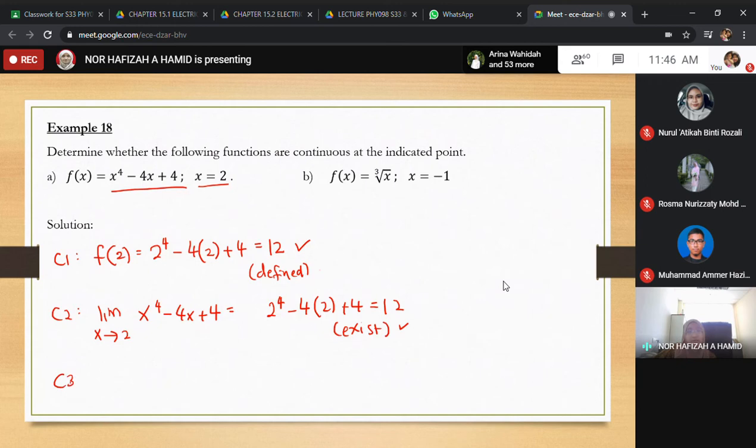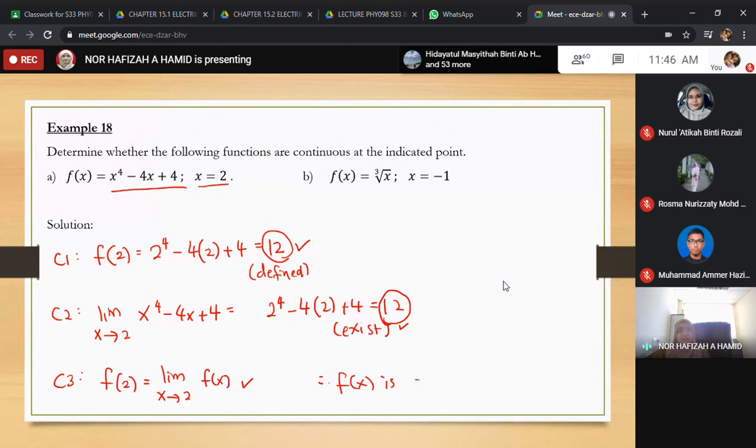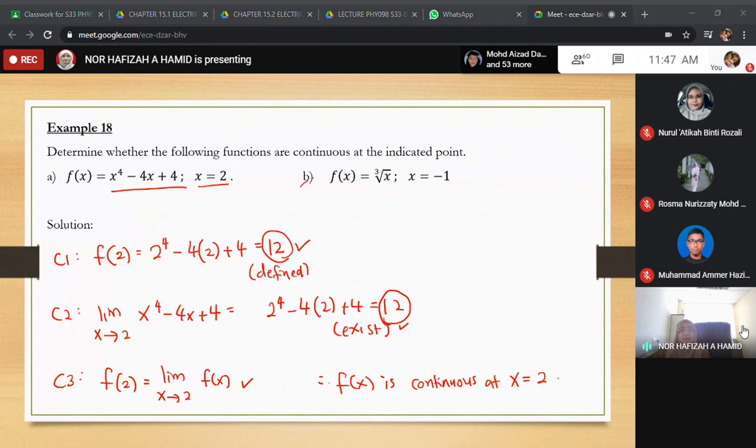Next, you check for condition number 3. So condition number 3 states that f(c) must be defined to the limit as x approaches c. So here, f(2) is equal to the value of the limit, limit x approaches 2 of f(x). Because both you get 12, so the limit you also get 12. So if the values are equal, condition number 3 is also satisfied. So you can conclude f(x) is continuous at x equal to 2. Okay. So B is also the same, later you will get continuous too.